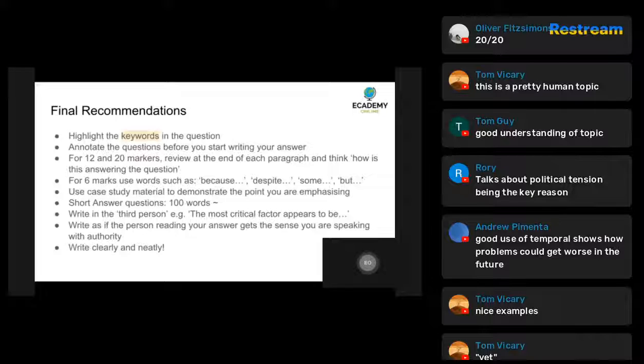And then make sure that you annotate the questions before you start answering them. It is just psychologically better for you. You've got it down on a piece of paper. You can refer to it rather than storing all that information in your mind.